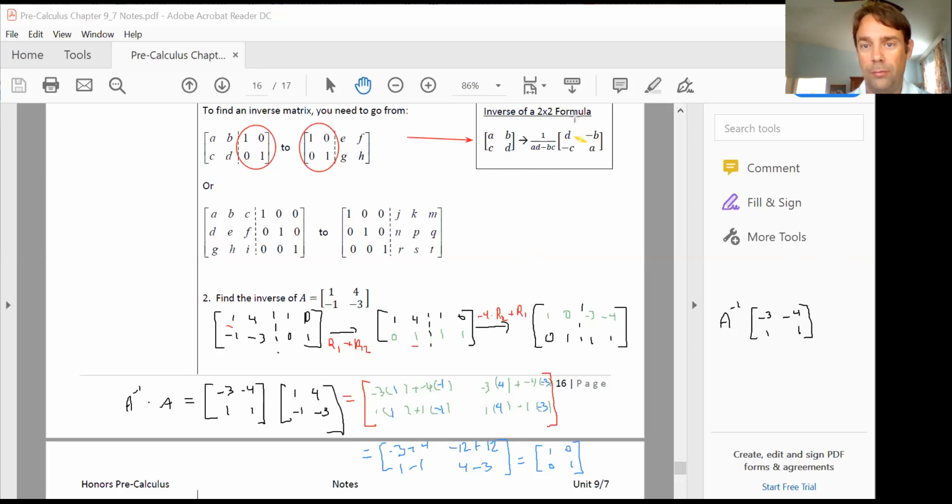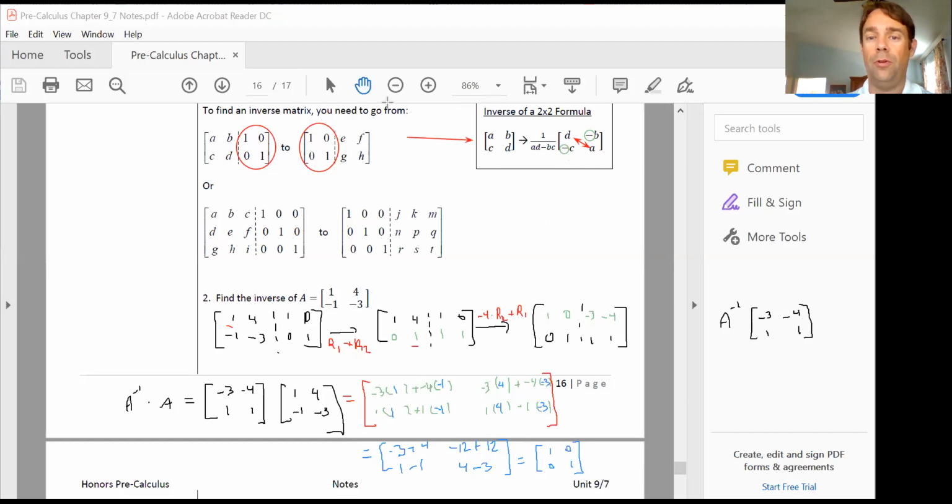Notice what happens to the D and the A. They just switch sides. And then also notice my B and my C, they just get a negative thrown in front of it. So the D and the A flip-flop, and the B and the C get a negative. And then you're going to have a scalar multiplication out in front: 1 times AD minus BC.